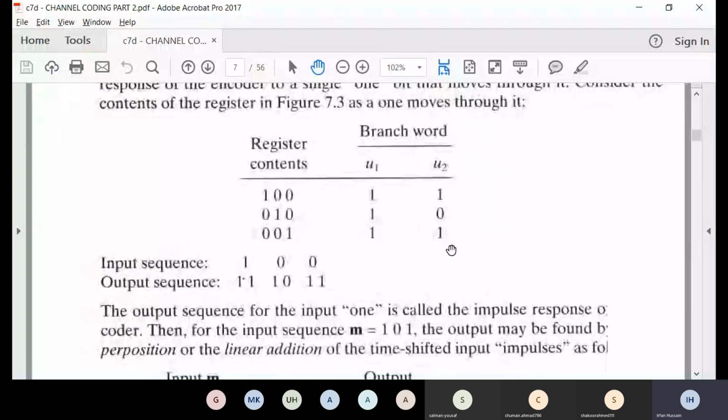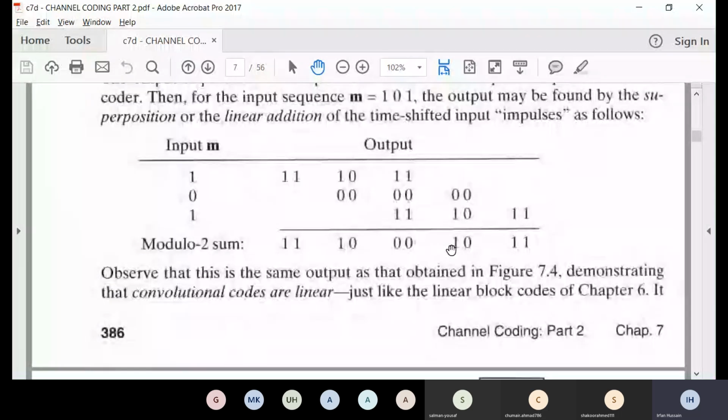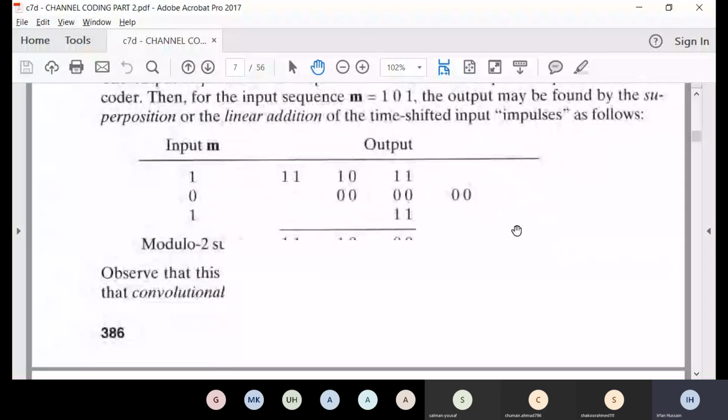So the advantage is that once you know the impulse response, you can use it to find the output of any input sequence. So if I have 1, 0, 1, this is the impulse response. 0 is always 0, 0. For 1, the impulse response is again this. I will just shift them by 2 bits, add them using modulo 2 sum, and I will get the output convolution code.